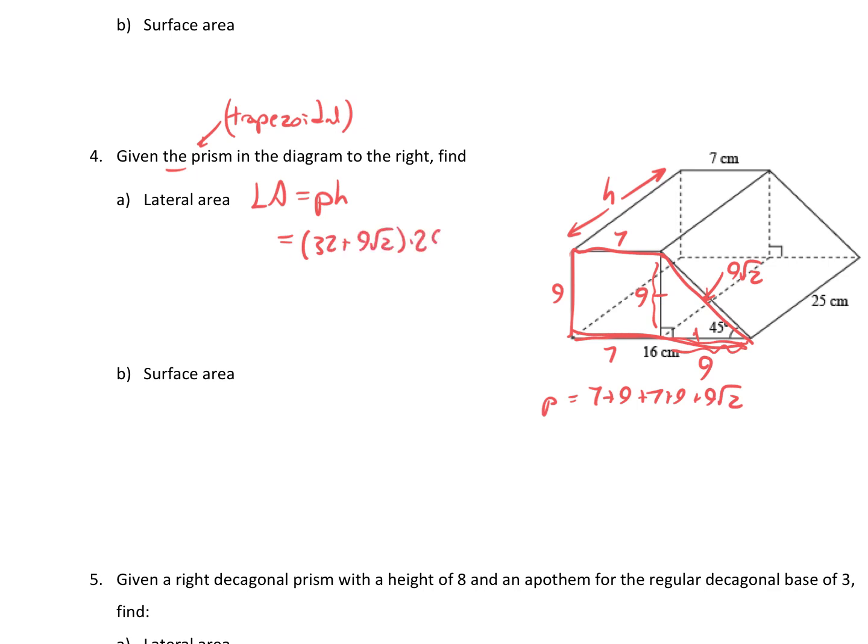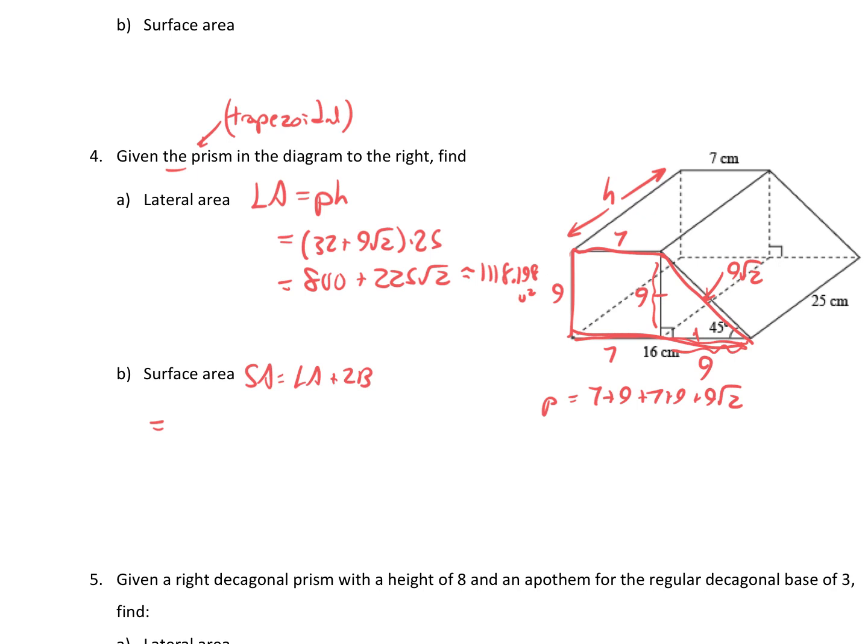But the height is just 25. So in my calculator, 32 plus 9 root 2, whole thing times 25, gives me, I want to expand that, 225 root 2 after 800. 800 plus 225 root 2. Decimalize that if you wish. Not a bad idea. This is 1118.198 units squared. And then surface area is just going to equal that plus both bases.